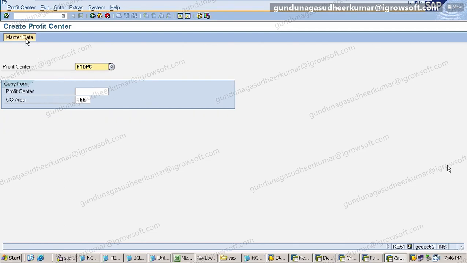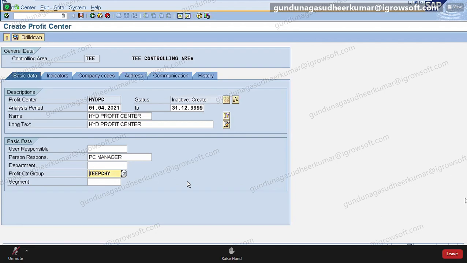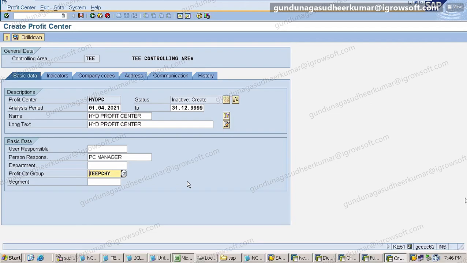Okay. Now click on the master data. Now here name, what is the name? This is my Hyderabad Profit Center. Right. Note down person responsible, Profit Center manager. Group, Profit Center group is the hierarchy, same hierarchy. So the top node I have already created, I am using it everywhere. You mean if we create another profit center also, we need to use the same hierarchy? Exactly, correct. The same top node I created, all the things are under the same tree.